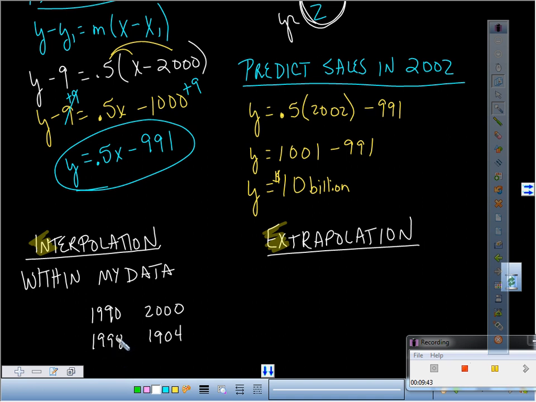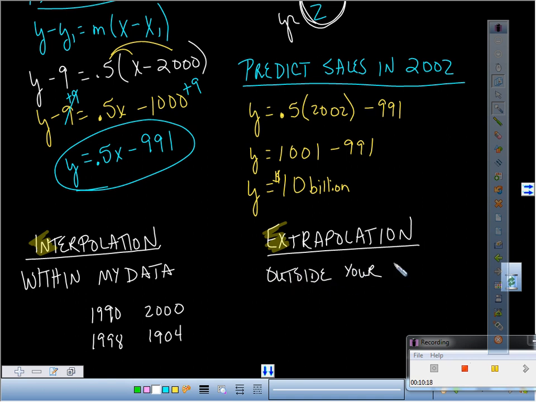97. Should I talk about 96? Should I talk about 92? Gonna talk about 99? Why not? It's not within my data. That would be what? Extrapolation. Very good. So that's outside your data.